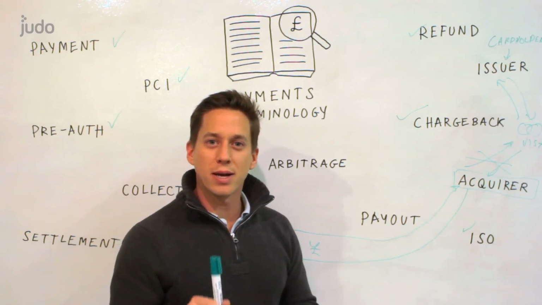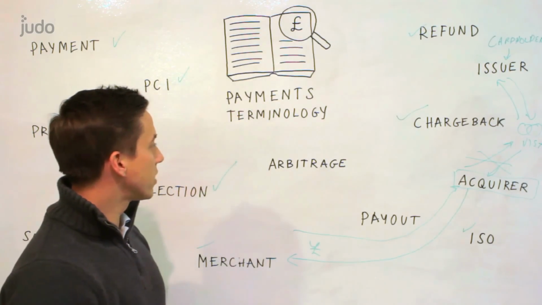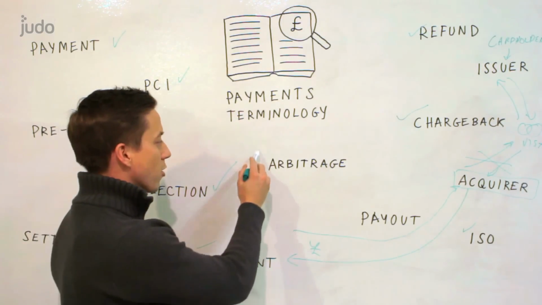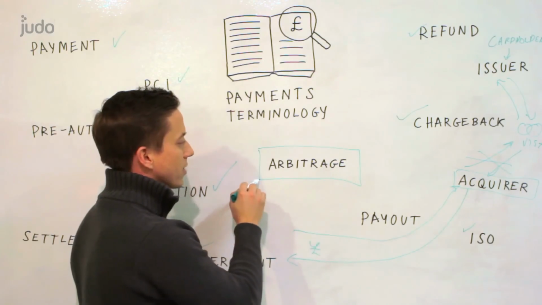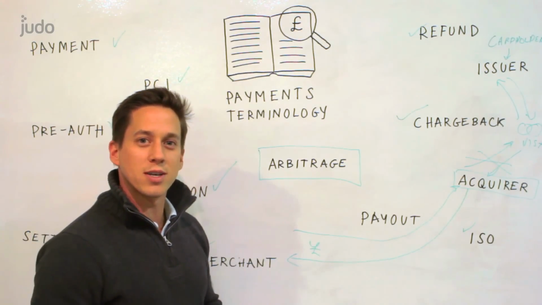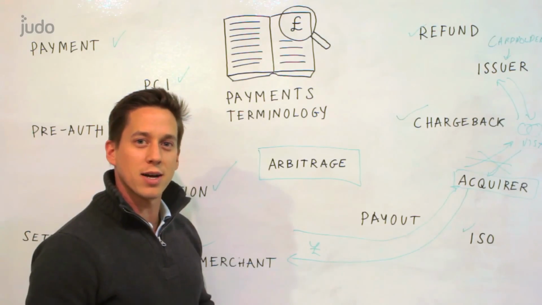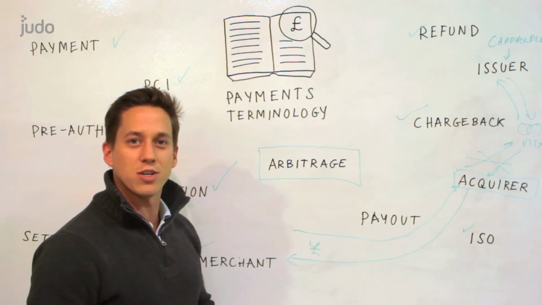So hopefully, by now, you've noticed that the term that we really haven't talked about at all is arbitrage. Extra bonus points if you email help@judopay.com and give us a good definition for arbitrage.